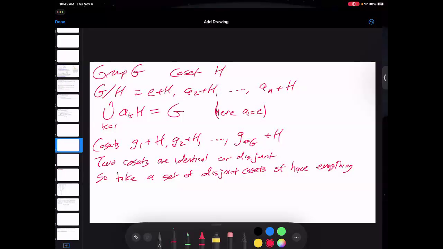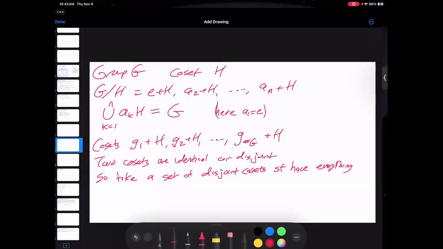I start off with the first one, g1 H. Then I look at the second one, g2 plus H. Is that the same as g1 H? If yes, I don't need it. If it's different, then I'll keep it. Then I look at g3 plus H. Is that the same as one of the things I already have? If yes, prune it. If not, keep it. And I just keep marching down.